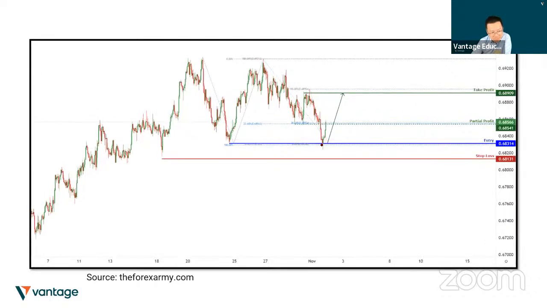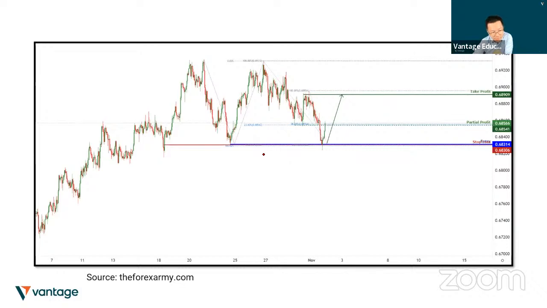What we see is it comes down, it hits our entry. So we did buy in, and it comes up towards that partial profit level. There are several things you could do. You could be looking to close out part of that trade, or you could be looking to move that stop loss up to that break-even level.